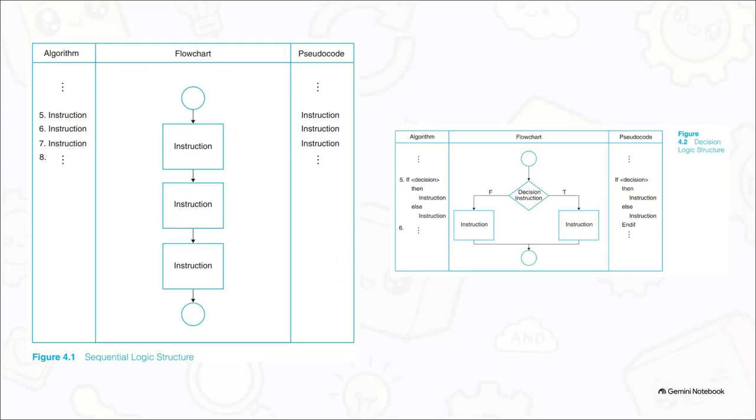Let's see how this decision-making builds on what we already know. We have our straight-line sequential logic, but when we introduce a decision logic structure, things get interesting. In a flowchart, a decision is represented by a diamond shape. That diamond evaluates a condition using those relational operators, and it creates branching paths. The program is going to execute one specific set of instructions if the condition turns out to be true, and an entirely different set of instructions if it's false. It's essentially a fork in the road.